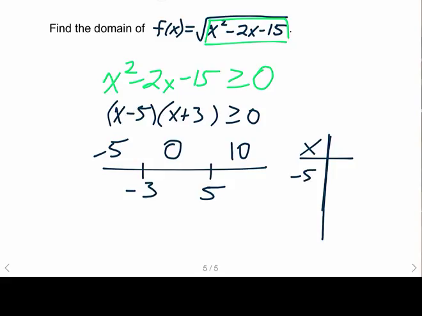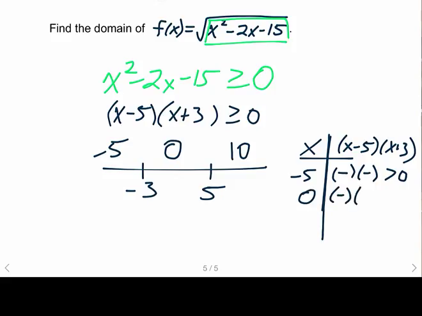So if x is negative 5, the expression x minus 5 times x plus 3 is going to be a negative factor times a negative factor, and so is positive. If x is 0, we have a negative factor times a positive factor. And if x is 10, we have a positive factor times a positive factor. So the outputs are positive, and then negative, and then positive, as we would probably expect. Does it always work out this way? I don't know. It's probably a good idea to check every time.